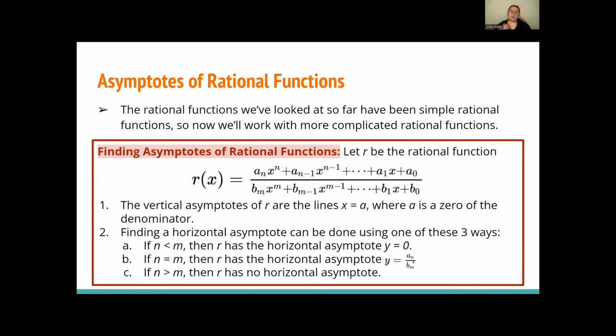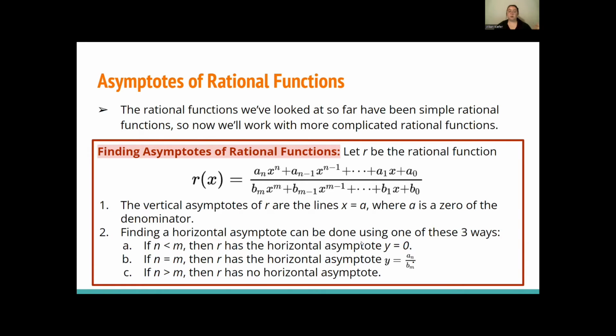Then for finding a horizontal asymptote, you would do it using one of the three cases. So it's cases, it's not steps. There are only three cases, and we're going to use the letters N and M indicated by the exponents on X. N is the highest exponent on X in the numerator, and M is the highest exponent on X in the denominator. So N is the degree of the numerator and M is the degree of the denominator. If N is less than M, meaning the degree of the numerator is less than the degree of the denominator, R would have a horizontal asymptote at y equals 0.